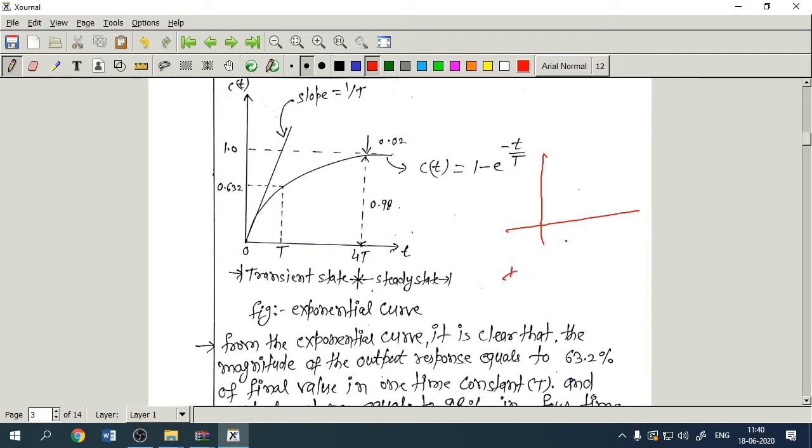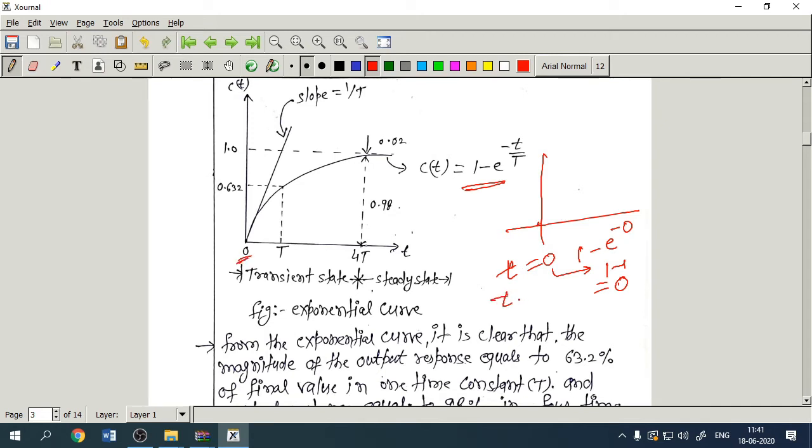When we put t equal to 0 in the equation of C(t), t equal to 0 means 1 minus e to the power 0. That means 1 minus 1 equal to 0. That means at t equal to 0, the output is 0. That means the graph starts at 0.